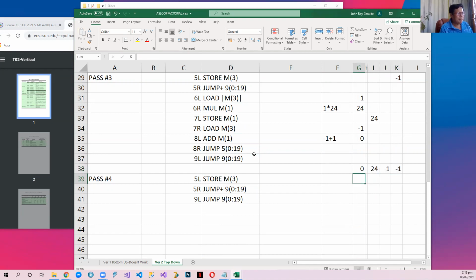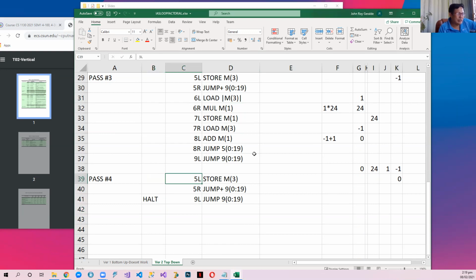We store M3. So, 0 is now stored to M3. Jump plus. Now, what do we mean by jump plus? Check if it's not negative. Now, we will jump. It's time to jump. Jump to the edge of the tail. Okay? Do you follow? So, where will we go? We'll go to 9L, which is halt. Do you follow? So now it works.